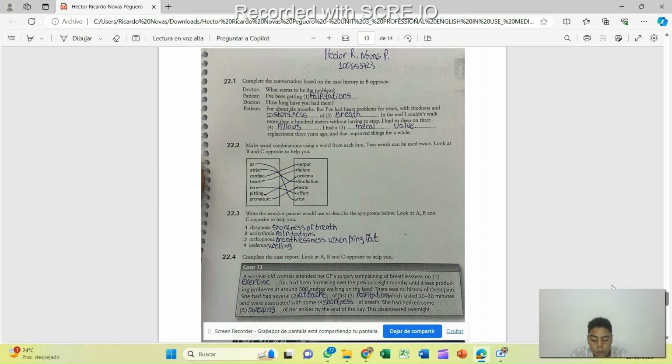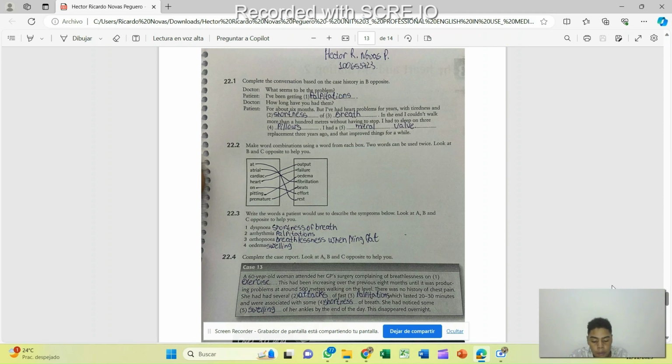22.3 Which word would a patient use to describe the symptoms below? 1. Dyspnea, shortness of breath. 2. Arrhythmia, palpitation. 3. Orthopnea, breathlessness when lying flat. 4. Oedema as well.